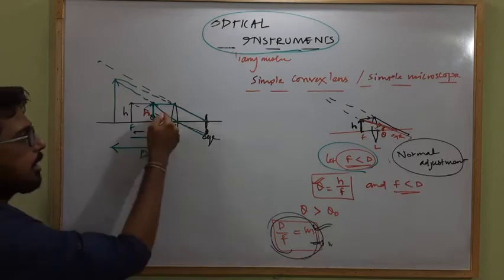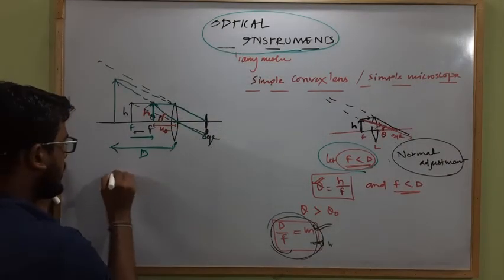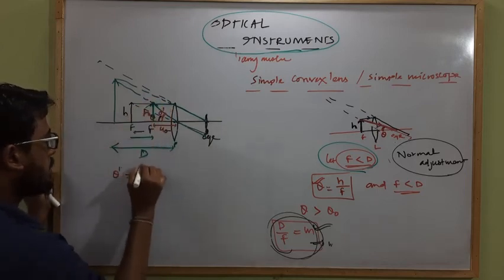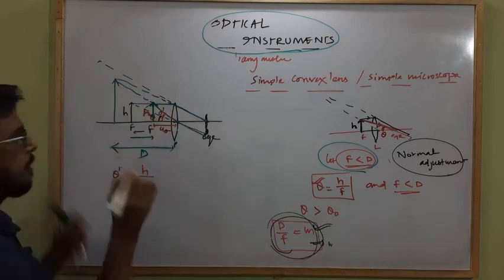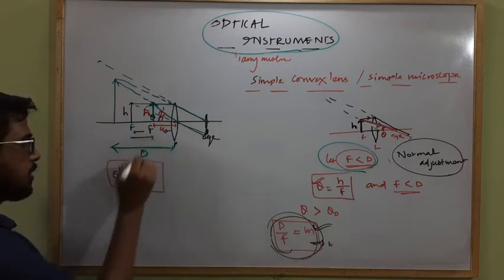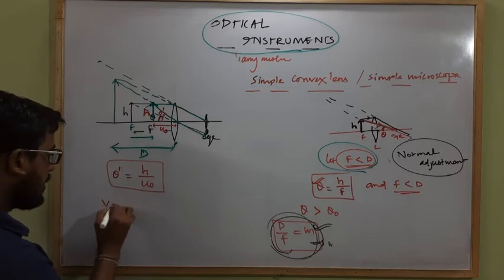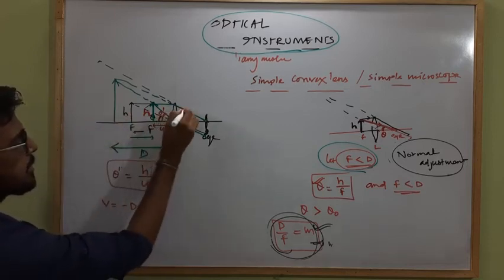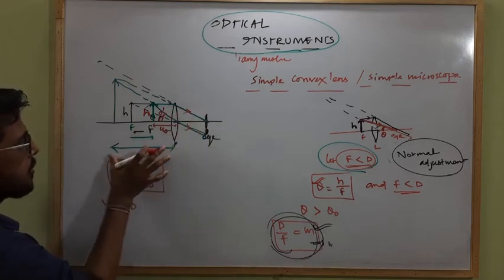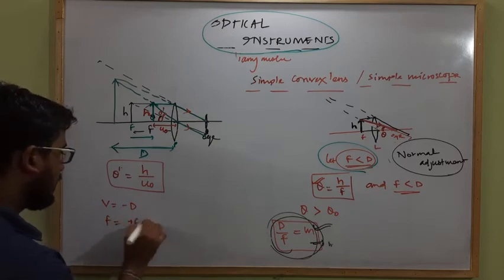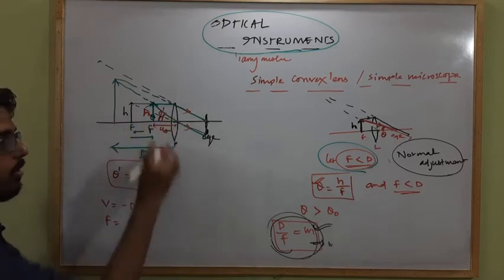Clear? So the angle of view will be how much? Let it be theta dash. This angle of view will be theta dash. So what is theta dash? Equal to h by u naught. Clear? So you have to find out the value of u naught. So here we know what is v. v equal to minus D because it is measured opposite to the direction of incident ray. Incident ray goes like this. So the distance of image will be minus D. The focal length f will be plus f as it is a converging lens or convex lens.